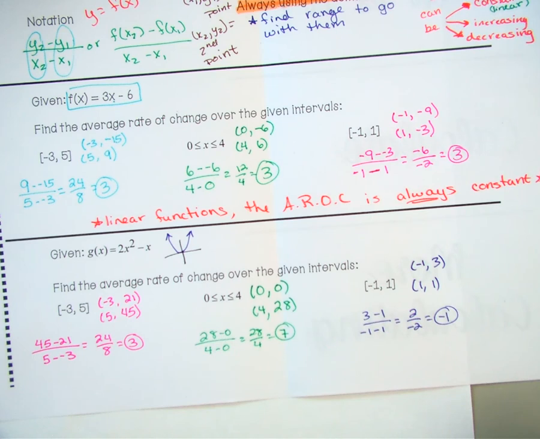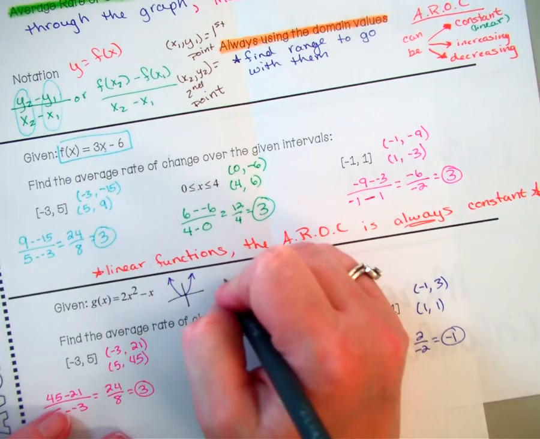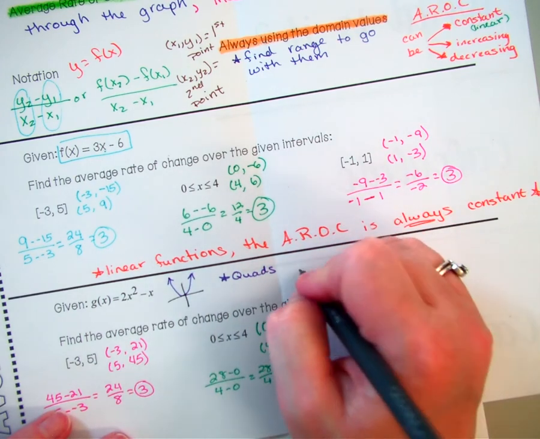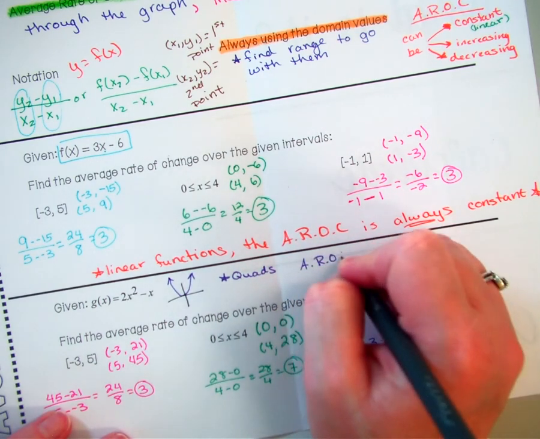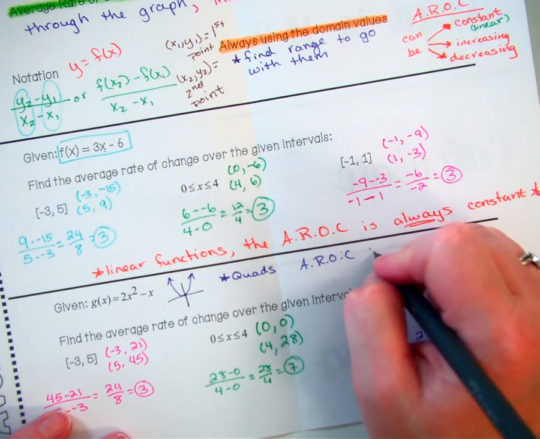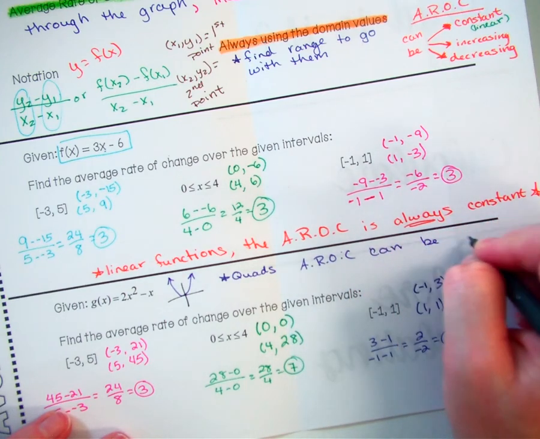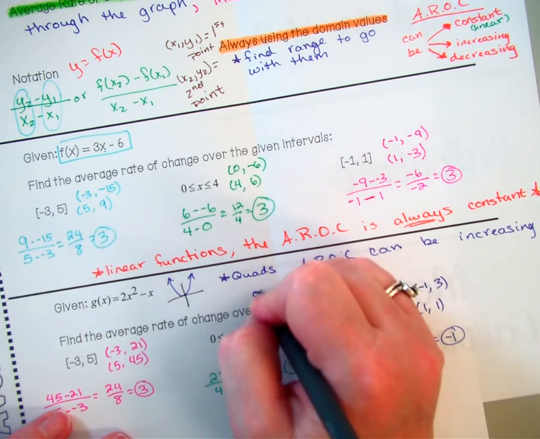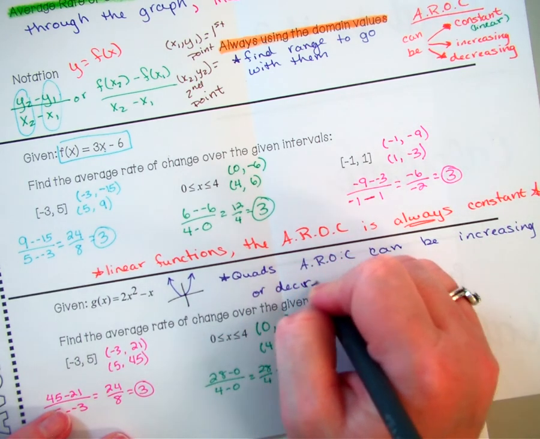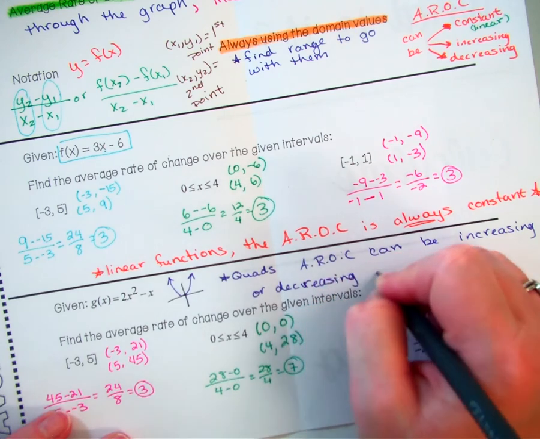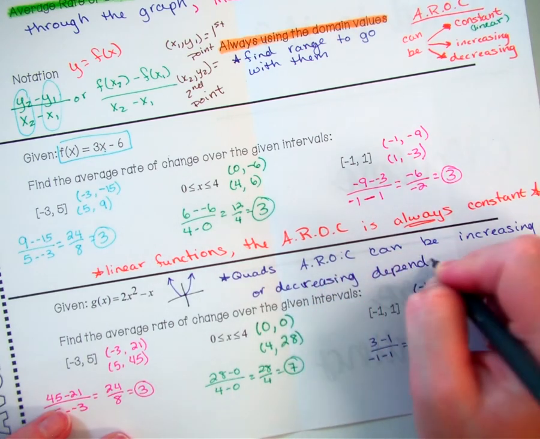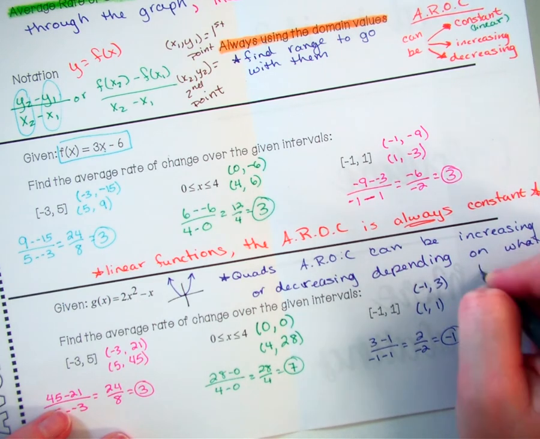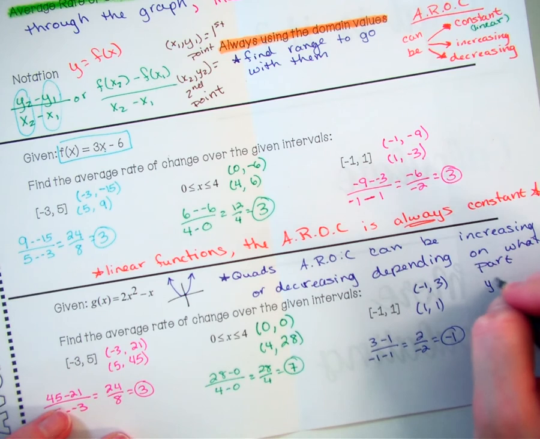And then we have part of it that's increasing. So for our quadratics, the average rate of change can be increasing or decreasing, depending on what part of the graph you're looking at.